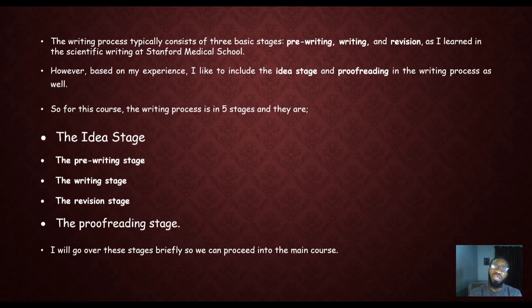But based on my experience of the past 8 years, I'd like to include 2 more stages: the idea stage or imagination stage, and the proofreading stage, into the writing process. So for this class, the writing process is in 5 stages. We have 1, the idea stage; 2, the pre-writing stage; 3, the writing stage; 4, the revision stage; and 5, the proofreading stage. I will go over this briefly so we can move into the main course.